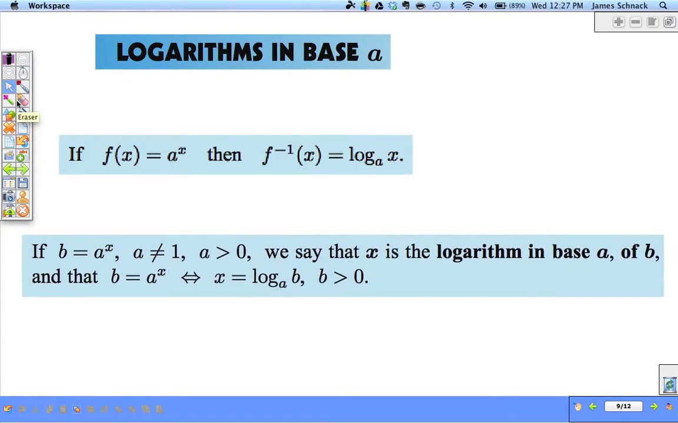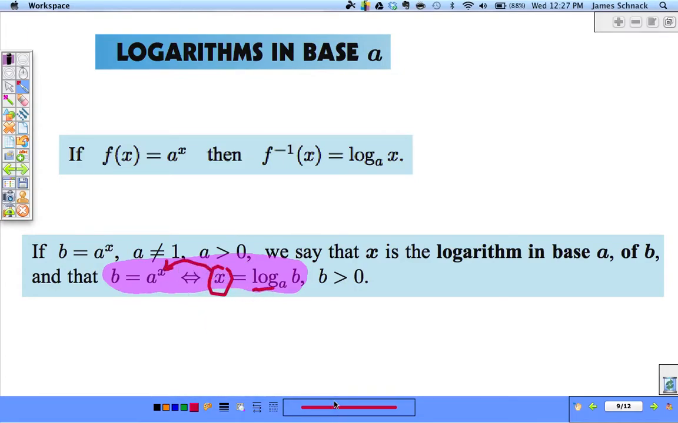And here is something vitally important. And we used this a little bit in the last section. But in general, if b equals a to the x, that's an equivalent statement to saying that x is equal to log base a of b. Remember what I said, logs are equal to exponents, provided that b is greater than 0.